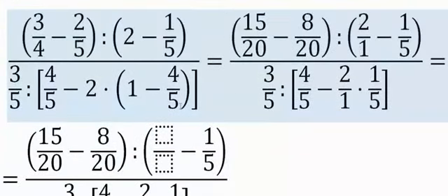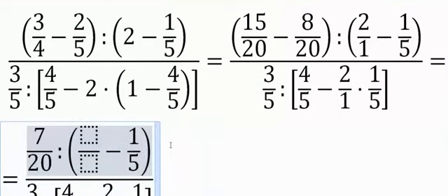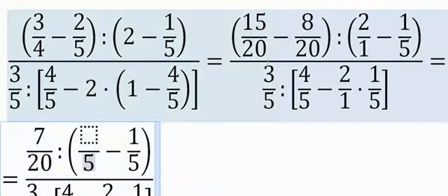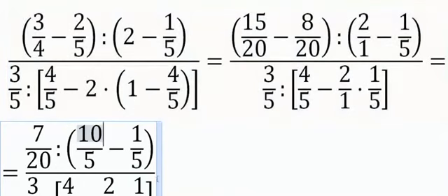Now this operation on the top. We need to change 2 over 1 to have a common denominator of 5. To find the numerator, we multiply 5 by 2 to get 10. The other calculation we did was 15 minus 8 to get 7. So here we have a 7. Now it's becoming much more simplified.